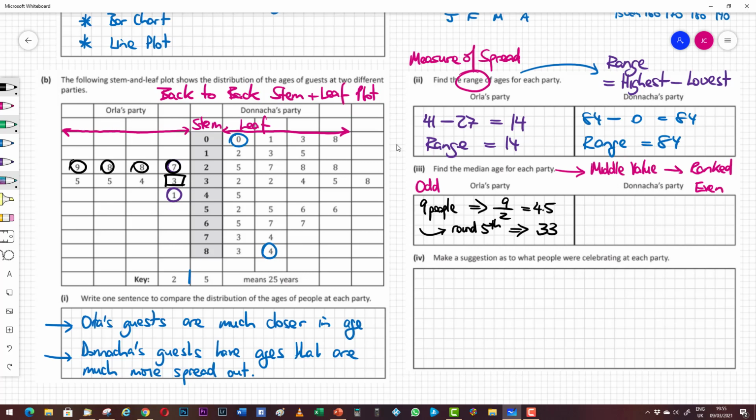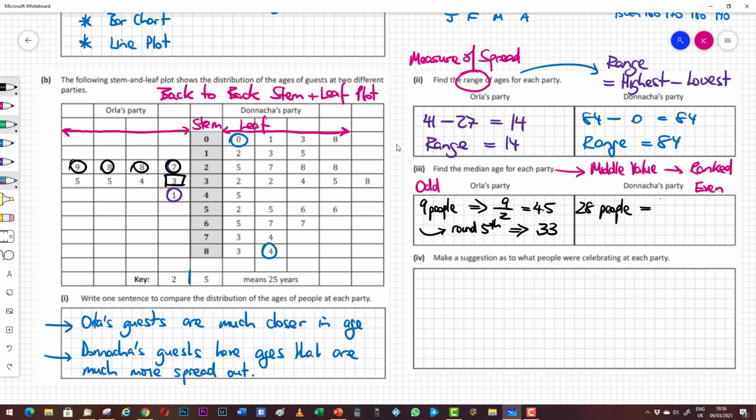Let's go and do the same thing for Donica's party. But in Donica's party, if we count the number of guests, we have 1, 2, 3, 4, 5, 6, 7, 8, 9, 10, 11, 12, 13, 14, 15, 16, 17, 18, 19, 20, 21, 22, 23, 24, 25, 26, 27, 28 people. Now, when there is an even number of people, there is not an exact middle. There's going to be 2 people who are in the middle.